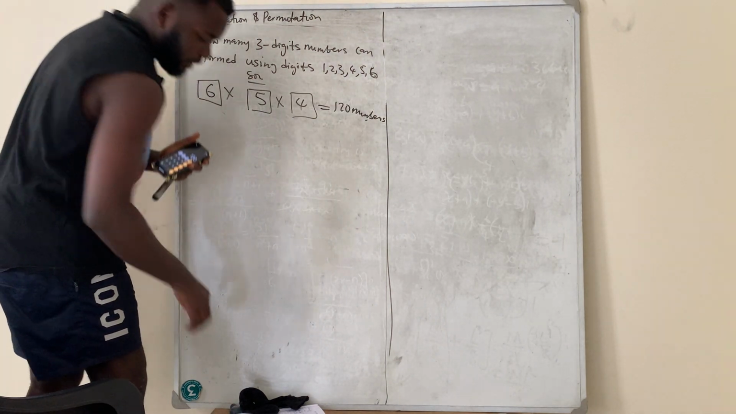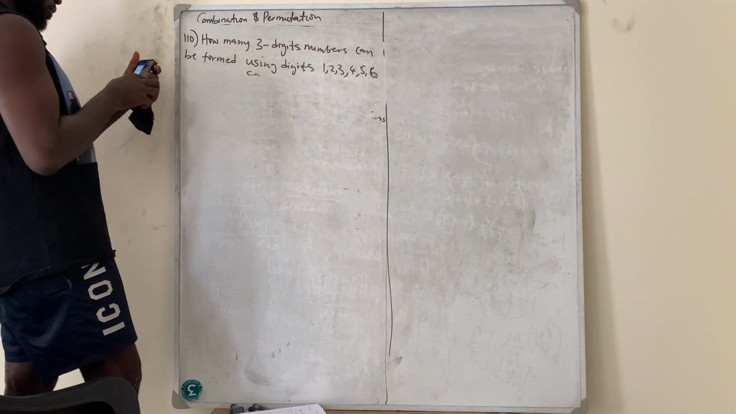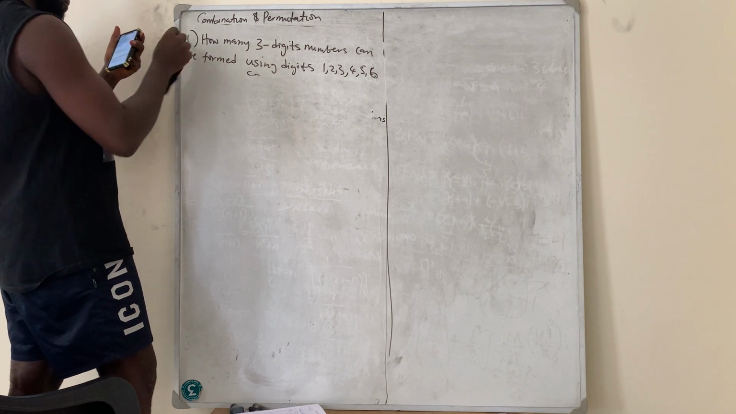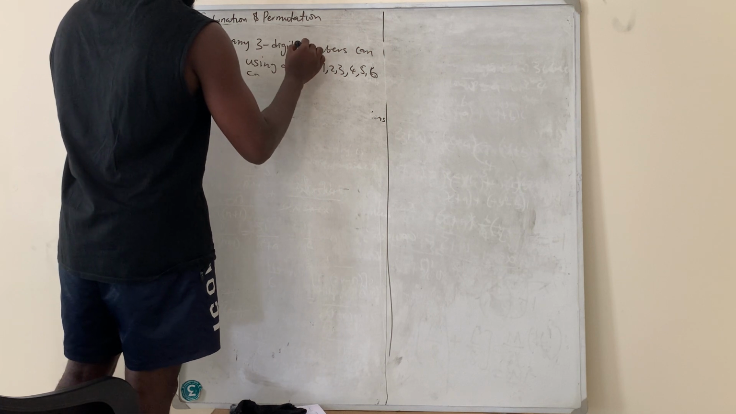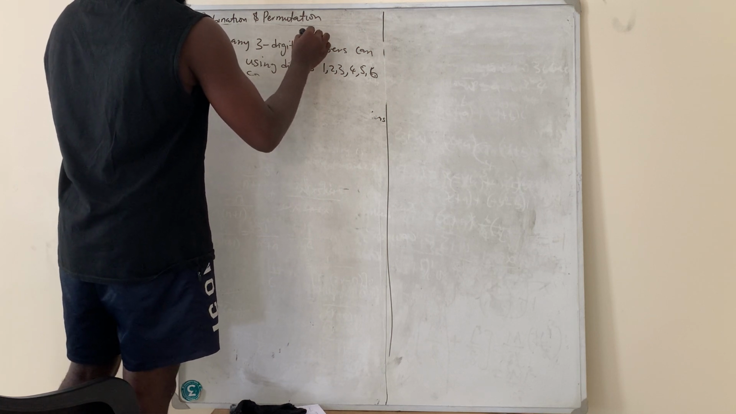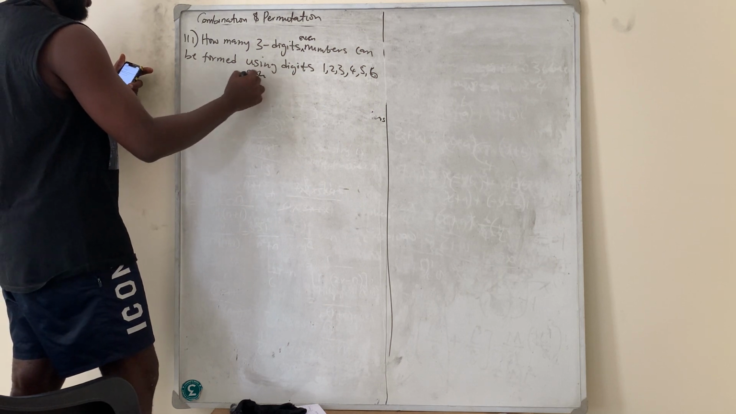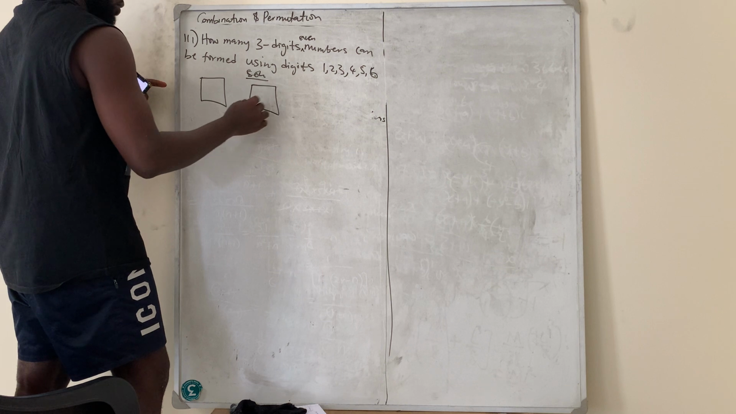So that is very, very simple to do. Okay, so the next question, question number 111, said, how many 3-digit even numbers can be formed using that? So we want to form an even number now and not just an ordinary number.